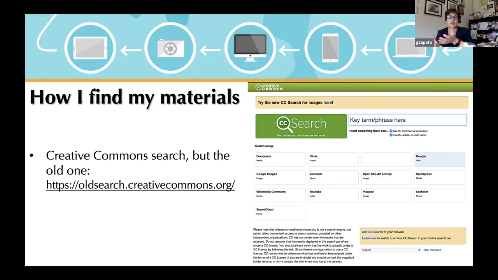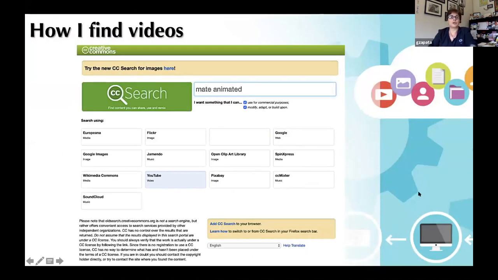So I start there. But one of the things that I discovered is that this kind of search is not very good for videos because sometimes when you get to a video, it's not particularly open. So whenever I try to find videos, what I do is, going through Google, the web search, I go to YouTube.